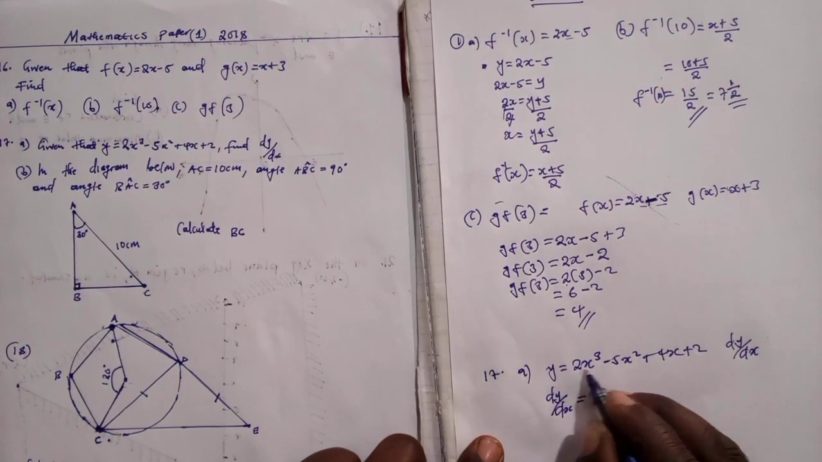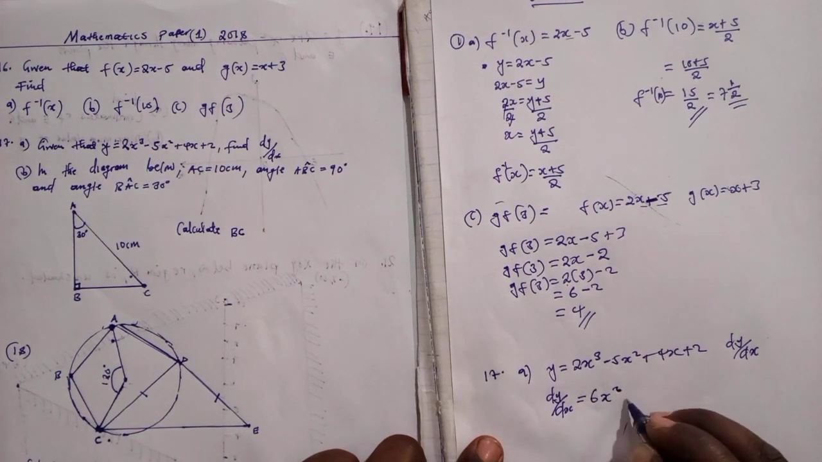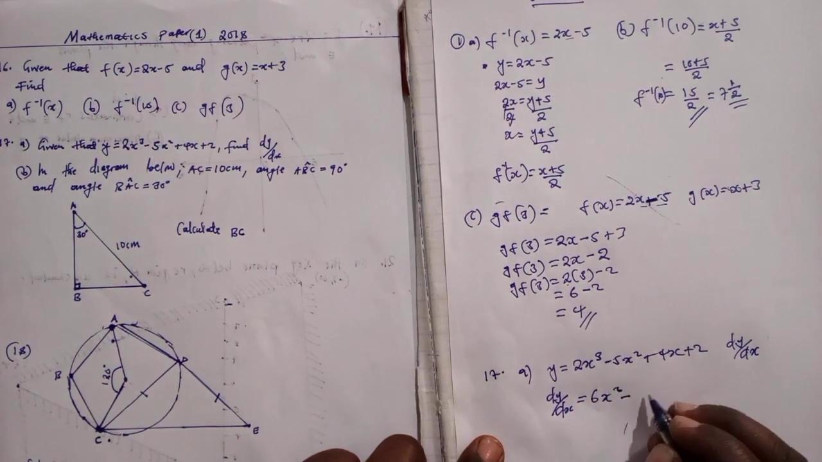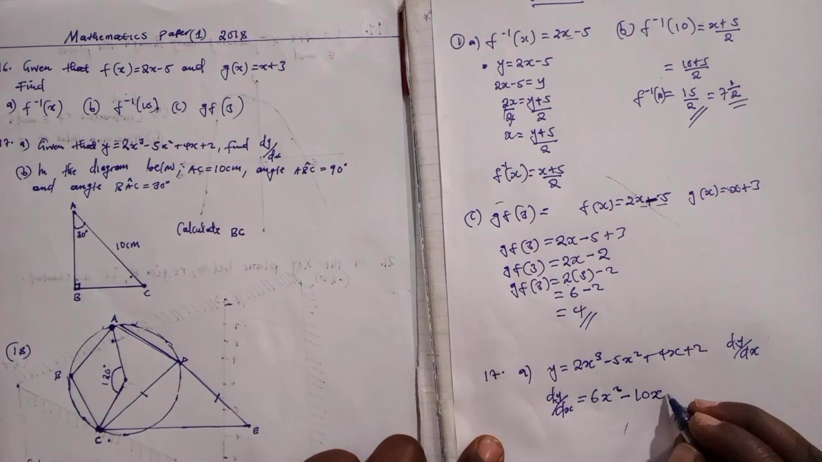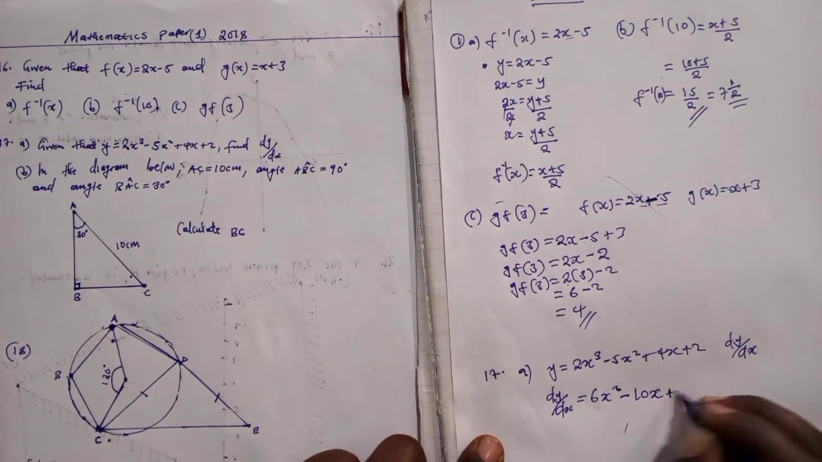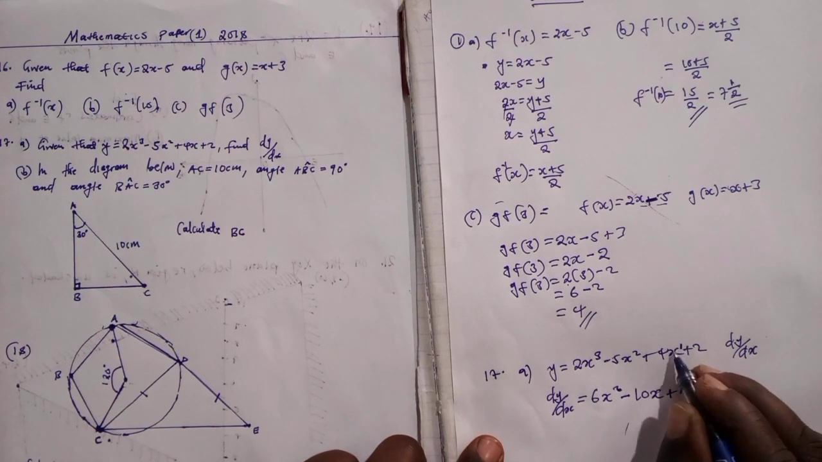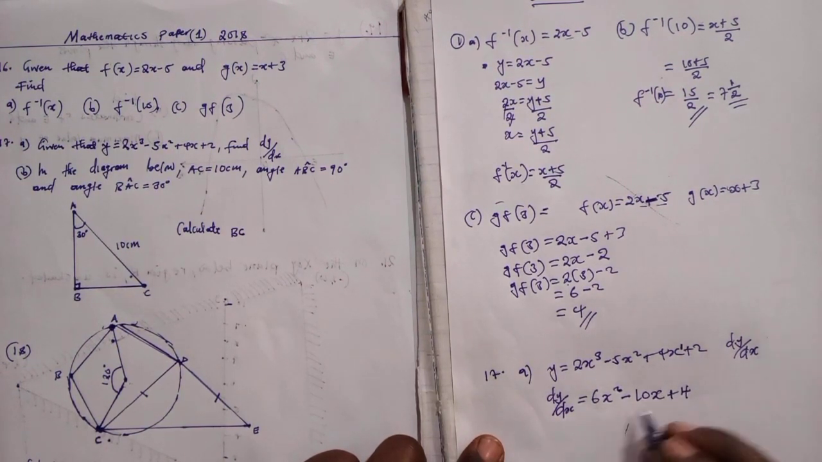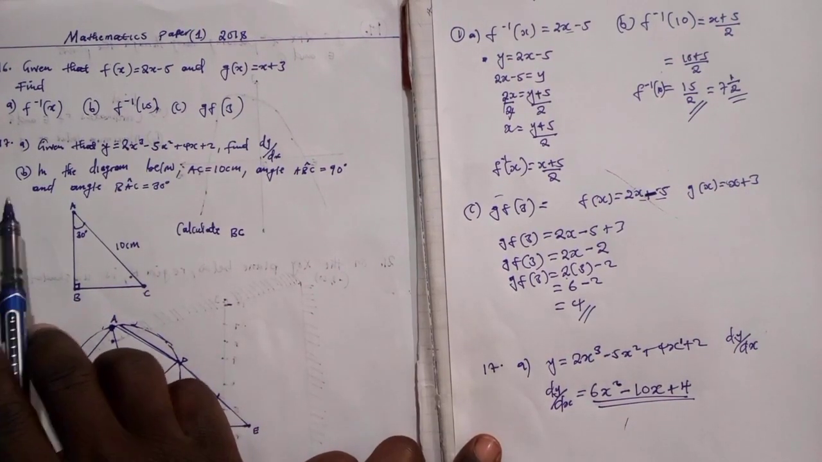So dy over dx, when you differentiate, 3 times 2 is 6x to the power 2, because we reduce the power by 1. Then minus 2 times 5, which is 10x. When you subtract 1 from the power, you remain with only x. Then plus 1 times 4, which is 4. Then the power 1 minus 1 is 0, and any number to the power 0 is 1, so x disappears. So our answer would be like this. Now let's go to question b.